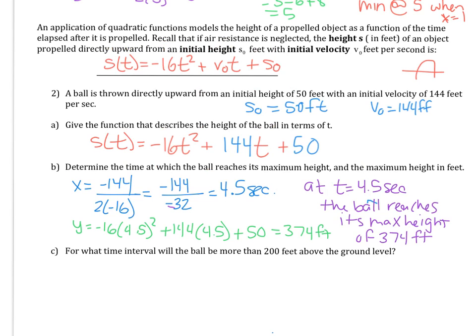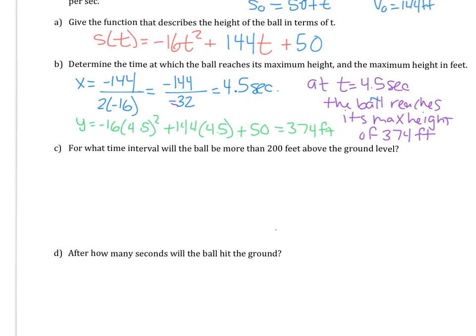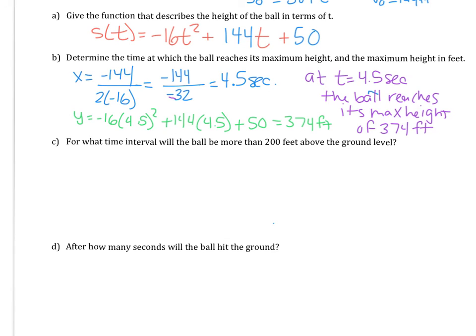The next question asks, for what time interval will the ball be more than 200 feet above ground level? This question is going to require me to write a quadratic inequality. So I'm going to go back to my equation that we wrote in part A, and I want to know when that equation, which is representing the height of the ball, negative 16t squared plus 144t plus 50, is greater than 200 feet.